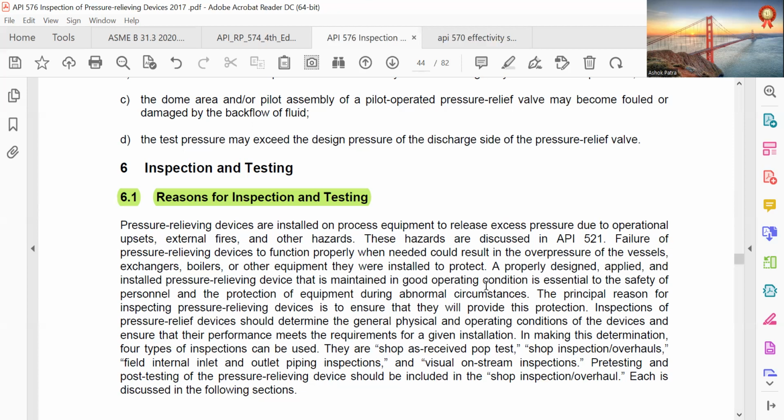In making this determination, four types of inspection can be used: the shop positive pop test, shop inspection overhaul, field internal inlet and outlet piping inspection, and visual on-stream inspection. Pre-testing and post-testing of the pressure relieving device should be included in the shop inspection overhaul, which is discussed in the following section.